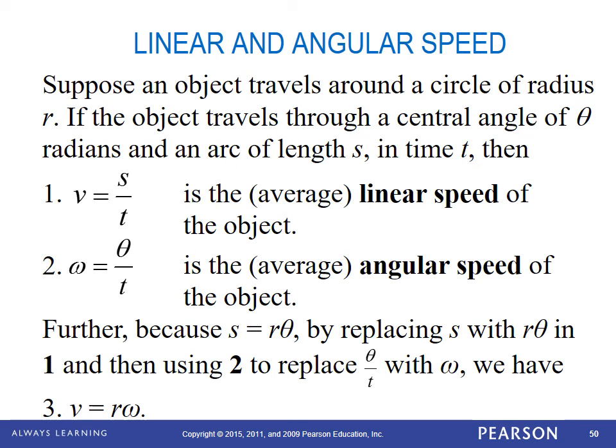Alright, and the last kind of formula that we're going to be using here is something called speed. As we look at motion, how fast can we go? Talk about linear speed and angular speed. We're going to sort of put it together. That's what we want to do. We want to know how fast is an object traveling around a central angle. That's what we want to do.